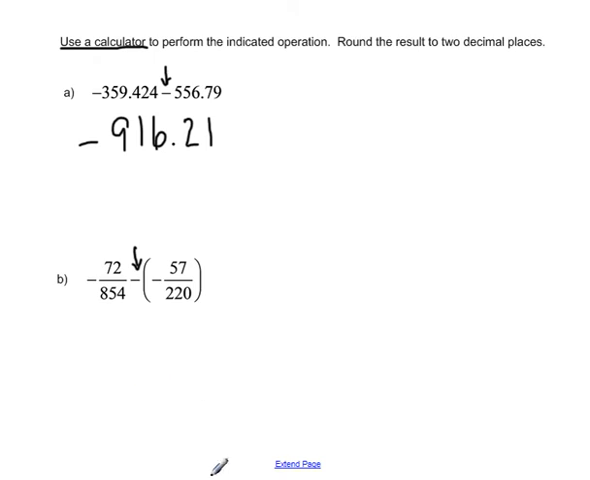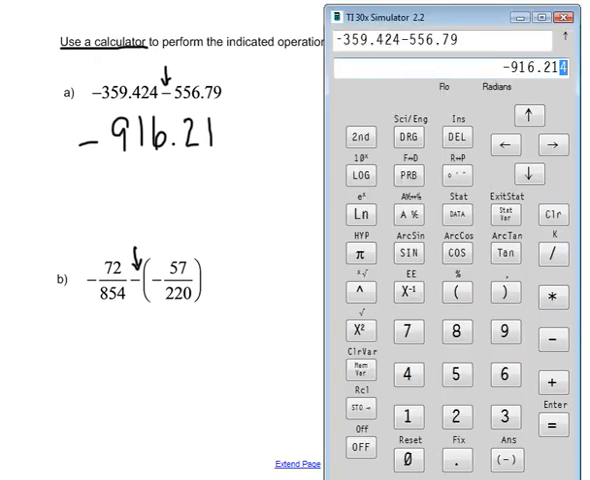Now let's take a look at this other problem where we're doing fractions. So we're going to be using our fraction key here. We go ahead and clear out our last problem. So again, negative is here, subtract is here. So negative 72 over, so we press the fraction key before we go to the denominator, 854. From that I'm going to subtract. Here's my subtraction sign. And then I'm going to subtract the negative.